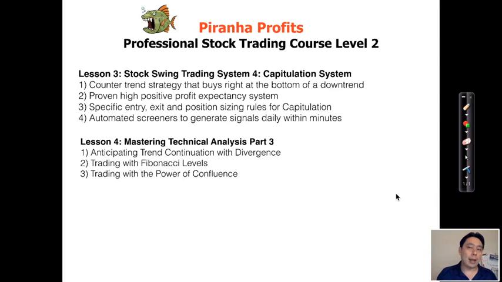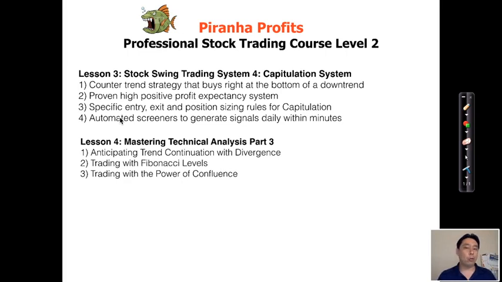So when are there no more sellers left? When the last few people holding the stock have given up and have sold the stock. And we call that capitulation. To capitulate means to surrender and to give up. And that's exactly when we are going to buy, when everyone else gives up on that stock. Okay? So again, it's a counter trend strategy that buys right at the bottom of a downtrend when everyone gives up, capitulates. It's a proven high positive profit expectancy system like every other system. You learn specific entry, exit, and position sizing rules. And again, you'll be given all the scripts to automatically screen for these trades every day.